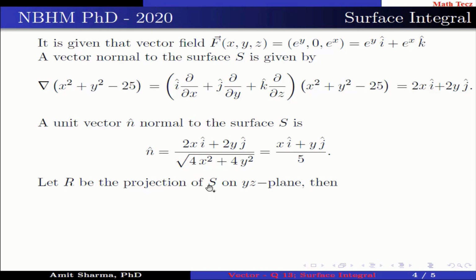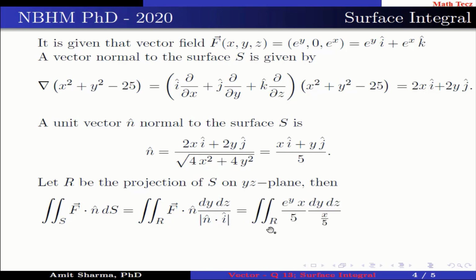Let R be the projection of S on the yz plane. Then the double integral over S of F dot n dS is equal to the double integral over R of F dot n dy dz divided by the modulus of n dot i, which is equal to the double integral over R of e^y x/5, this is the value of F dot n, dy dz divided by x/5, this is the value of n dot i, which is further simplified as the double integral over R of e^y dy dz.